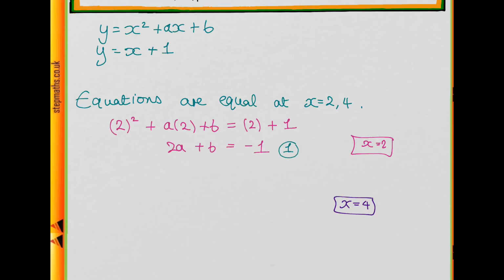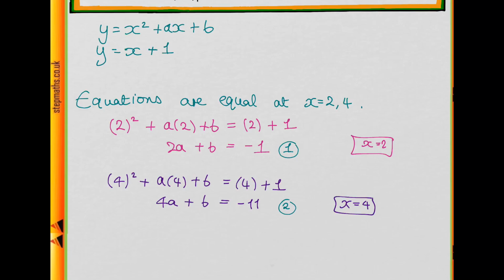Okay, so you should get something which looks like this for the first one. So as you can see, I've set x squared plus ax plus b equals to x plus 1 here, and I've substituted in x is equal to 2. So this simplifies down to 2a plus b equals minus 1. So see if you can do the same thing for x equals 4 now.